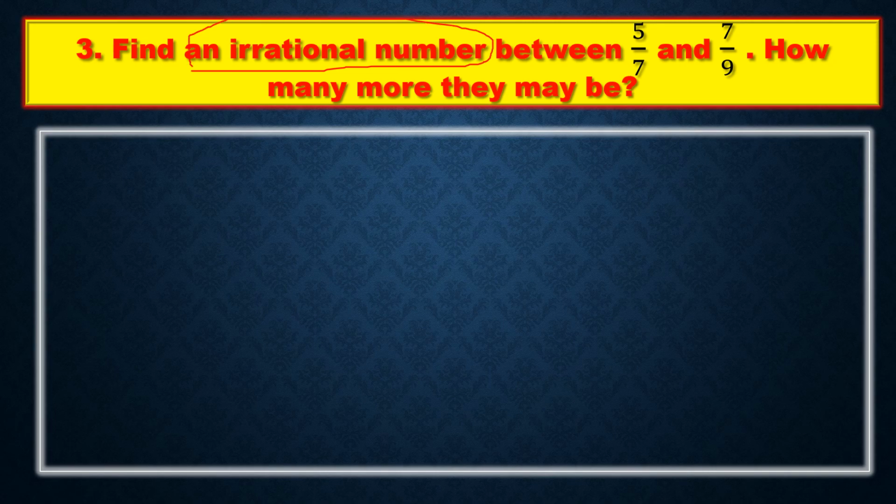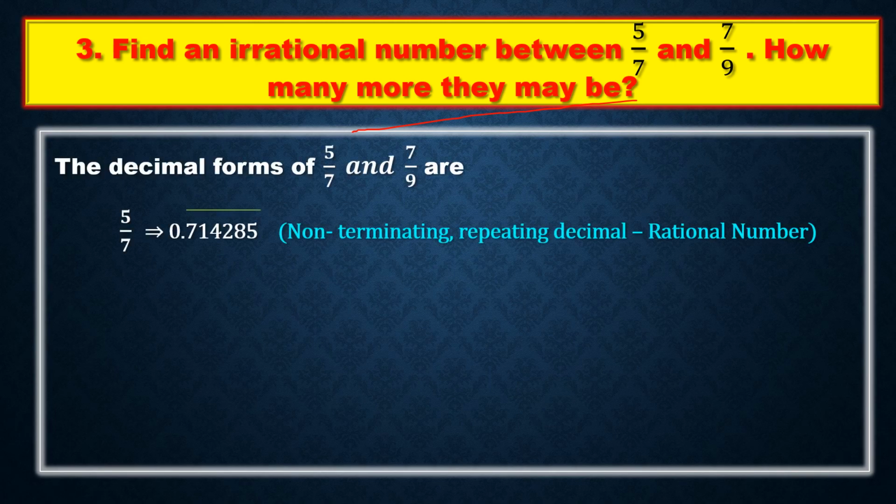So for that we'll first write the decimal form of these numbers, and he asked how many there may be between them. First we'll write the decimal expansion. 5 by 7 is 0.714285 with a bar, which means it is repeating the same thing. After 5 you will again have 714285, again 714285. This bar represents that the same digits are repeating. Non-terminating repeating decimals come under rational numbers, so it is a rational number.